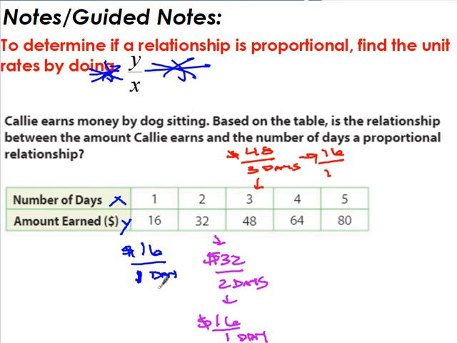So again, notice how this is constant. This means we have a constant rate of change so far. No matter what, her rate is $16 per day, no matter how many days you use her. She's not changing her price based on the amount of days. We're going to keep checking to make sure this is true.